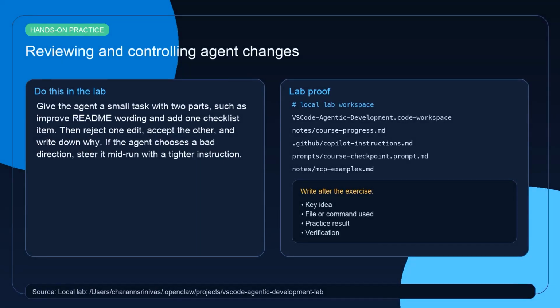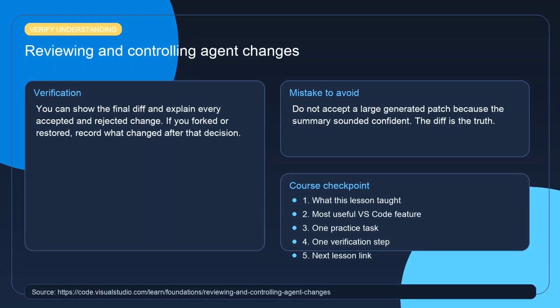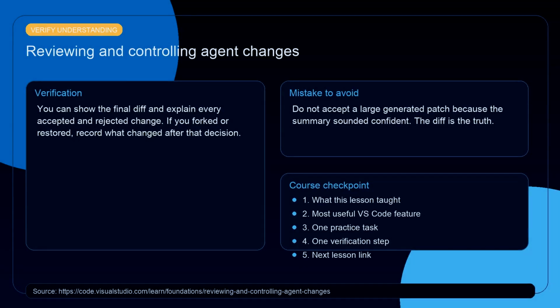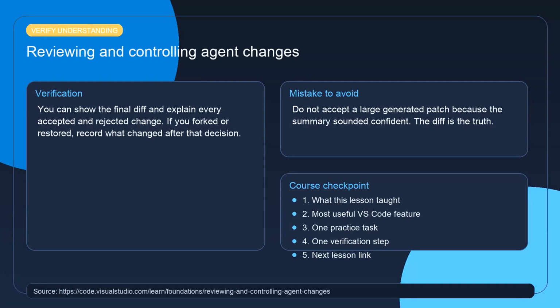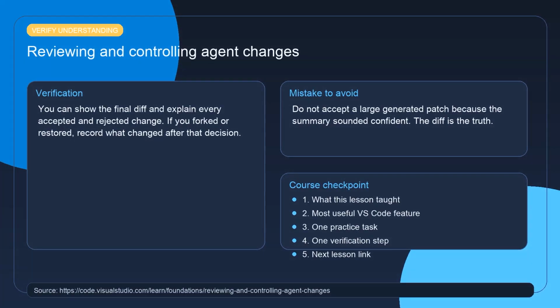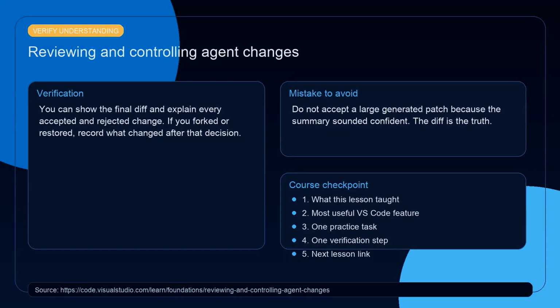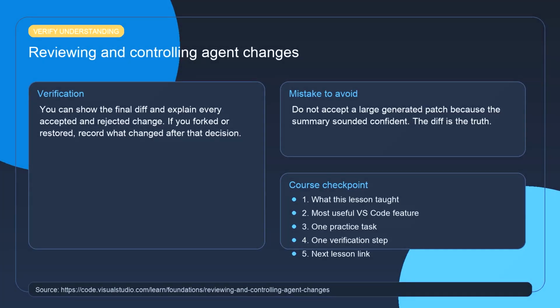Your verification step is this. You can show the final diff and explain every accepted and rejected change. If you forked or restored, record what changed after that decision. The mistake to avoid: do not accept a large generated patch because the summary sounded confident. The diff is the truth.